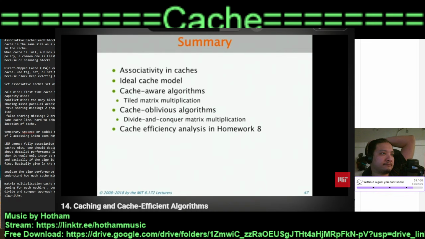And then on Thursday's lecture, we'll actually see much more on cache oblivious algorithm design. And then you'll also have an opportunity to analyze the cache efficiency of some algorithms in the next homework.